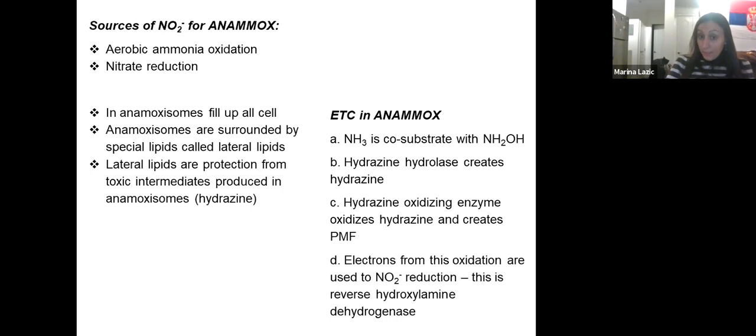And anammox has a specific ETC. Here is how it goes. Ammonium is co-substrate with hydroxylamine, which originates from ammonia oxidizing bacteria. Hydrazine synthase creates hydrazine, and hydrazine oxidizing enzymes will complete hydrazine oxidation, which will create proton motive force. So proton motive force originates from hydrazine. Electrons from this oxidation are used for NO2 minus reduction. So it's like a reverse hydroxylamine dehydrogenase, not the one that we know from ammonia oxidizers.